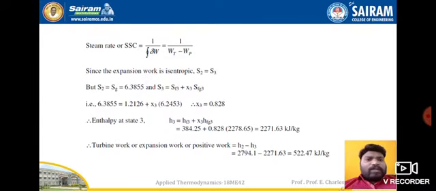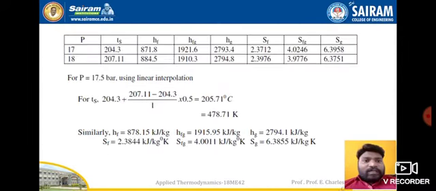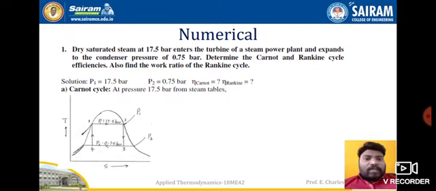To find Wt minus Wp, we need to know all the enthalpies: h1, h2, h3 and h4. So how do we find these enthalpies? Since the expansion work is isentropic, I will take you to the first slide. If you look at this TS diagram, 1 to 2 is a constant pressure process, and the 2 to 3 process is isentropic. That means s2 is equal to s3.